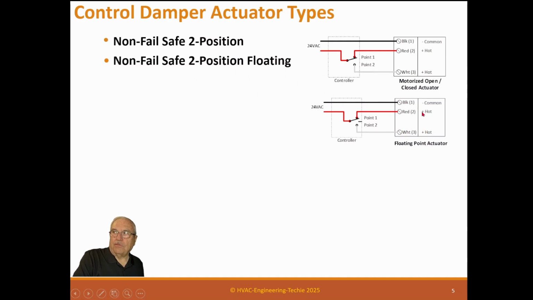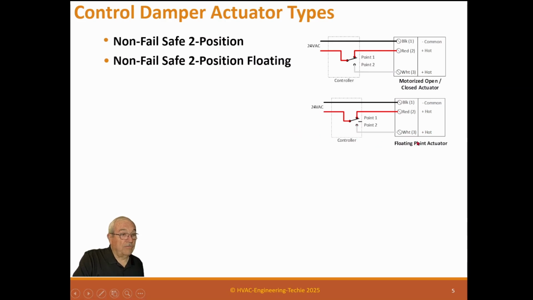Here's a two-position floating actuator. It looks almost like this, except it has a center point, and it has a different controller output. It takes 2 points, of course, but this still has the common, and the red will open the actuator, and the white will close the actuator. But what happens is it can stop in between. So let's say you have it on a damper, and you want the damper to open, so it starts to open, but then it stops because it no longer needs to open. It's at the right spot. It will stop, and it will stay at that spot.